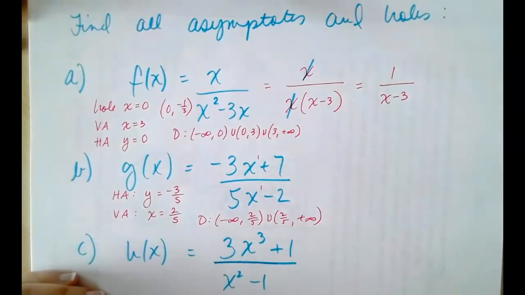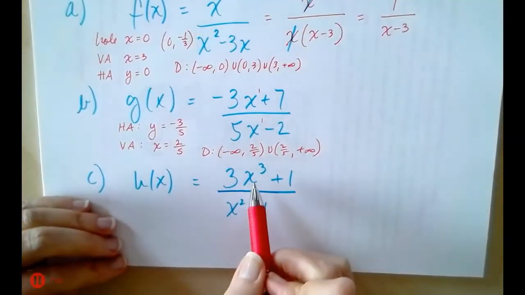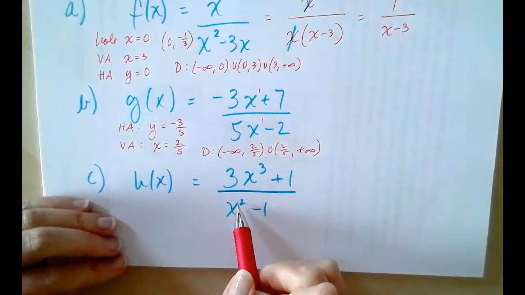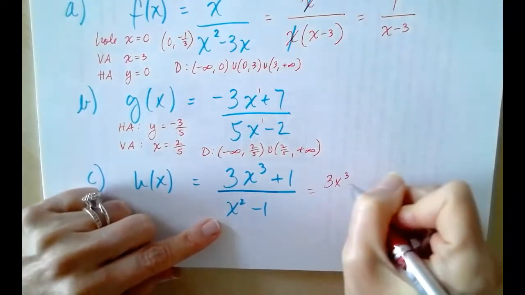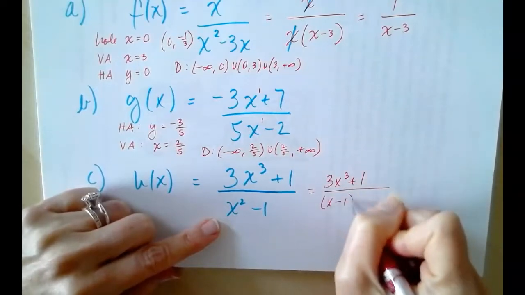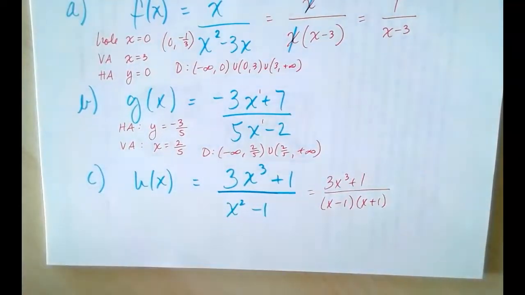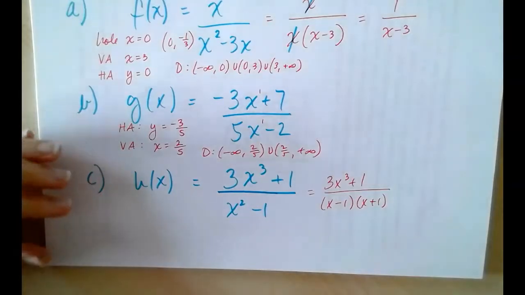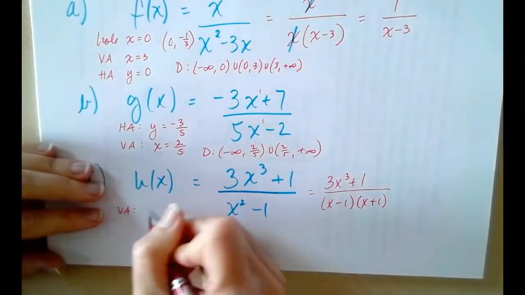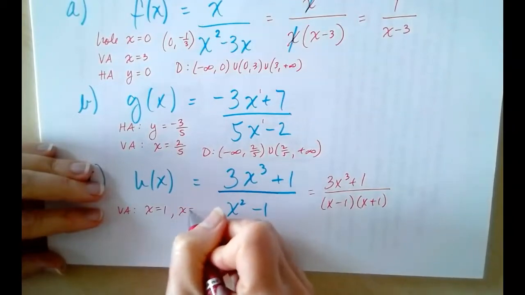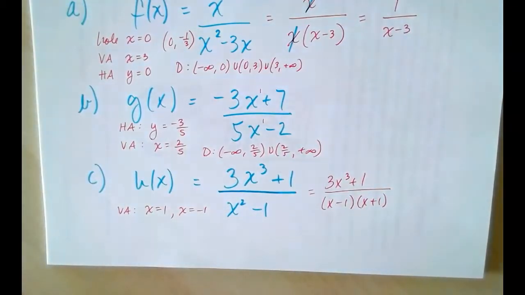Next, last, letter C. The degree of our numerator is greater than that of our denominator. Our denominator will also factor. So 3x cubed plus 1 over x minus 1 times x plus 1. Now, our denominator factors, but nothing cancels. So if nothing cancels, there are no holes. But do we have asymptotes? Yes, we have vertical asymptotes, 2 of them. One at x equals 1, one at x equals negative 1. We do not have a horizontal asymptote.